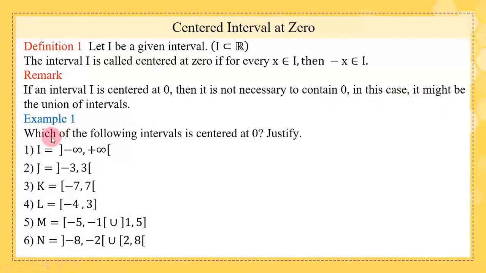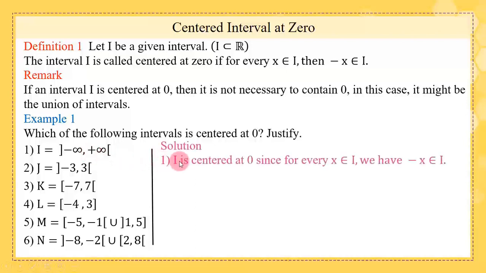Example 1. Which of the following intervals is centered at 0? Justify. For 1, I equals negative infinity, plus infinity. Solution. 1. I is centered at 0 since for every x that belongs to I, negative x also belongs to I, so R is a centered interval. For 2, J equals negative 3, 3. J is also centered at 0 since for every x that belongs to J, negative x also belongs to J.